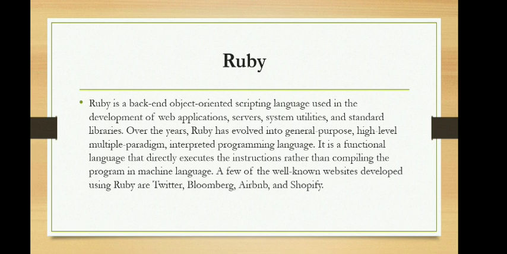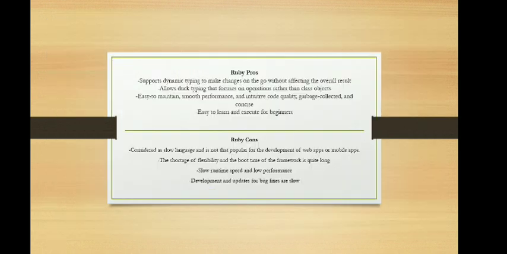It is a functional language that directly executes the instructions rather than compiling the program into machine language. A few well-known websites developed using Ruby are Twitter, Bloomberg, Airbnb, and Shopify. Ruby pros: supports dynamic typing to make changes on the go without affecting the overall result. Allows duck typing that focuses on the operation rather than the class object. Easy to maintain, smooth performance, intuitive code quality, garbage collected, and concise.